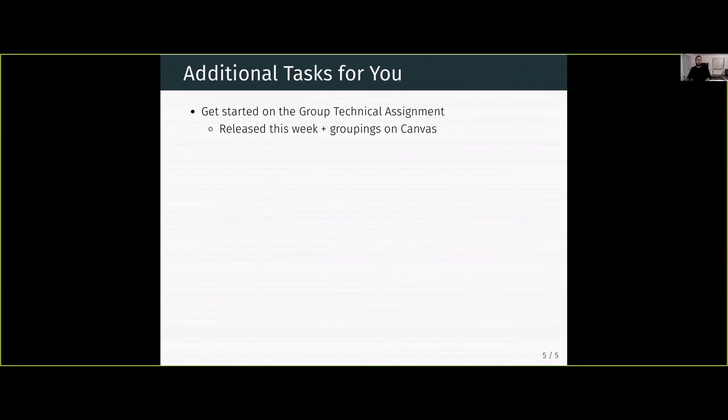Finally, there's some other stuff that you might want to be working on. This week, we're going to make the technical assignment available. This is one of the big assignments for this class. We'll release it during the week, and we'll also release the groupings, so who's going to be working with whom. Have a look at the assignment when it gets released, reach out to your group members, and start to think about how you want to work through this assignment. The material that we cover this week and next week in video lectures is going to be really useful for helping you work through that assignment and understanding the key arguments.